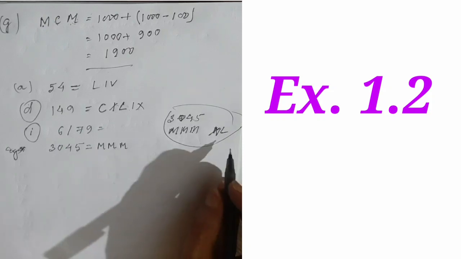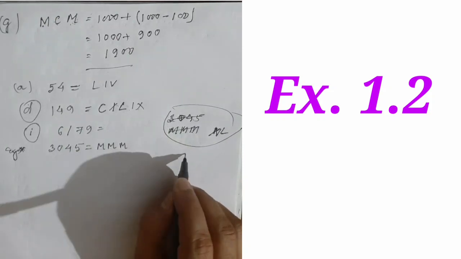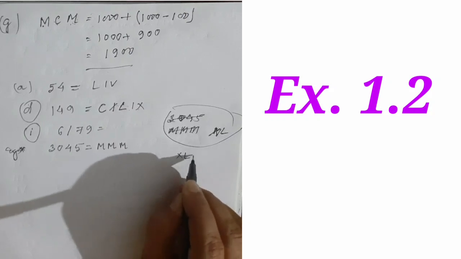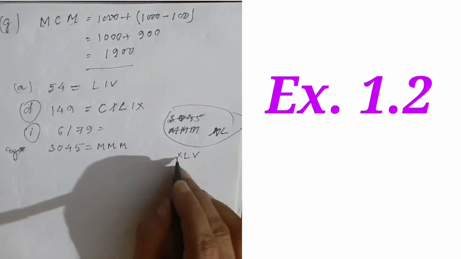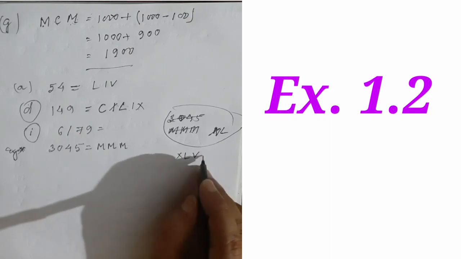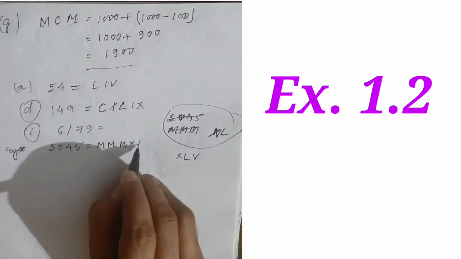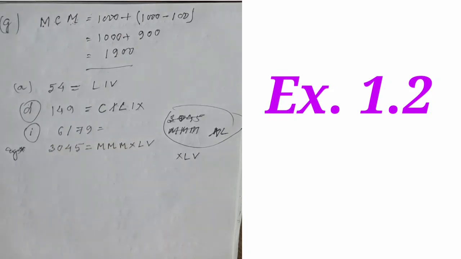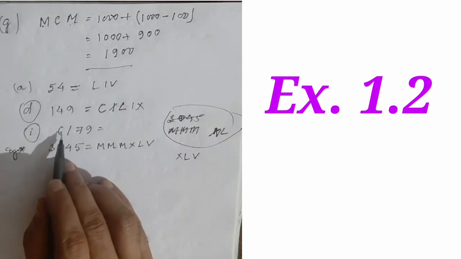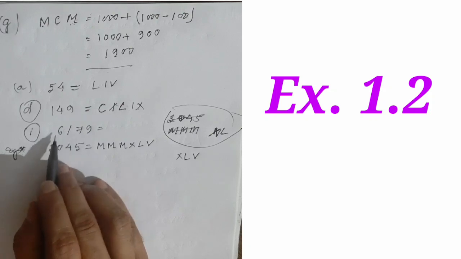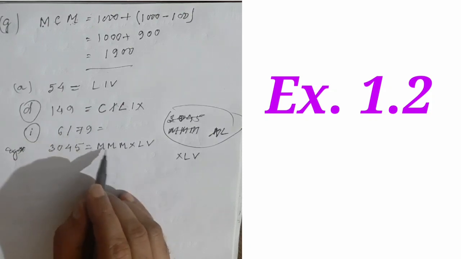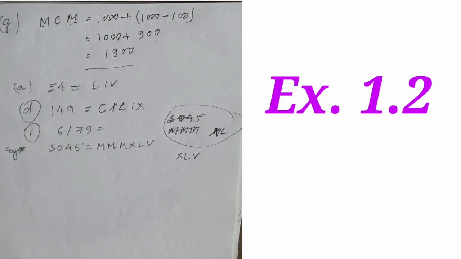Now 45. How can I write 45? I can write 45 as 40 and then 5. I can write XLV. 45 is XLV. Now 45 we write XL, and V. So 3045 we can write as MMMXLV. But my dear, you check here what you will write. 6000 we have. If more than 3000 is asked in the question, then we will use a bar for each thousand.